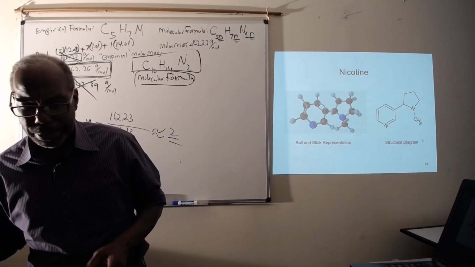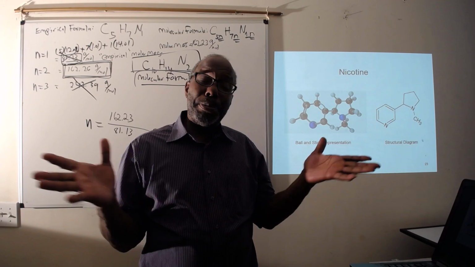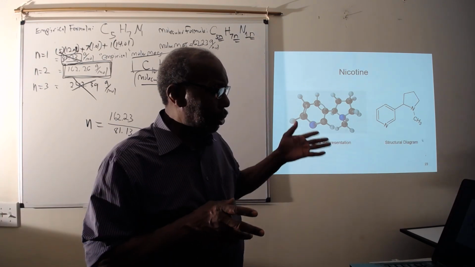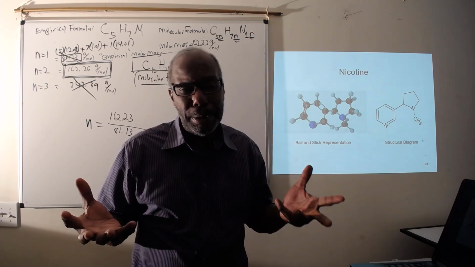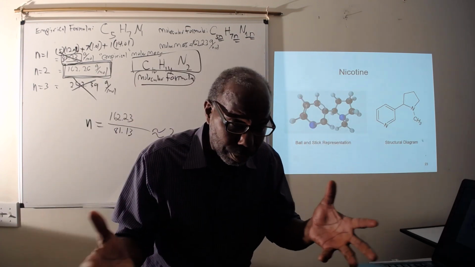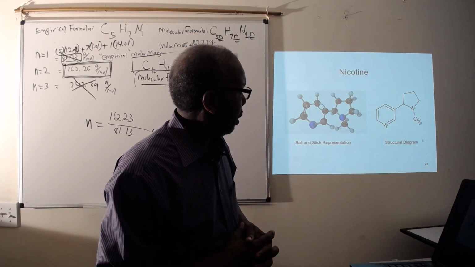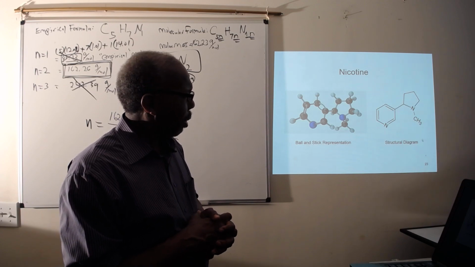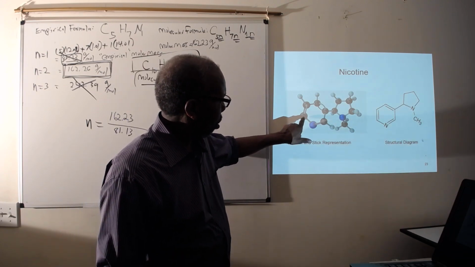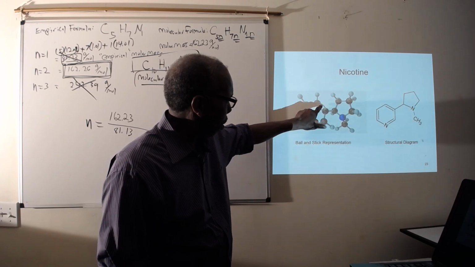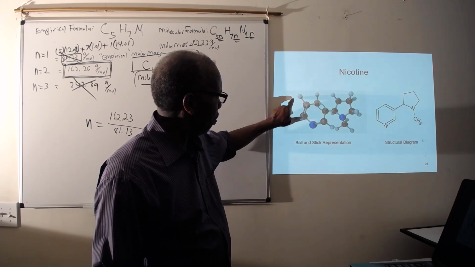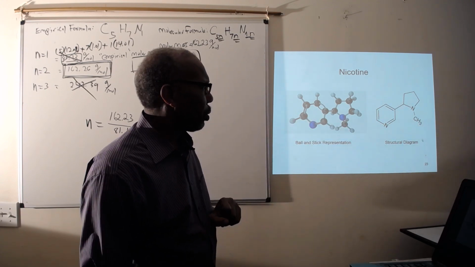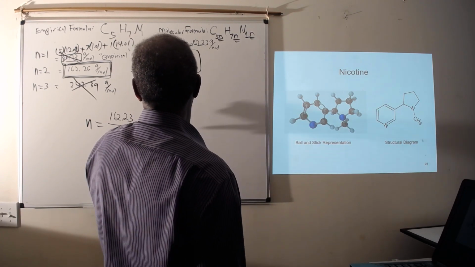And then if you look at nicotine, nicotine is a drug, and some people say caffeine is a drug. This is found in tobacco leaves. You've got the nicotine patches, cigarettes, and all this kind of stuff. And you can see a ball and stick representation of nicotine. Carbons are represented by the black balls, hydrogen is represented by white, and nitrogen is usually represented by blue. So you can see the molecular formula here.